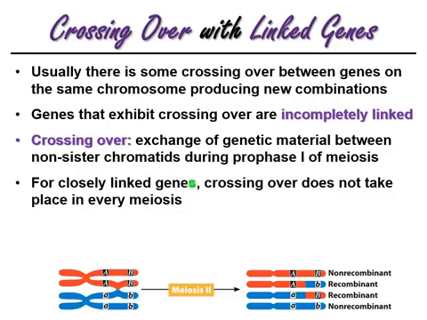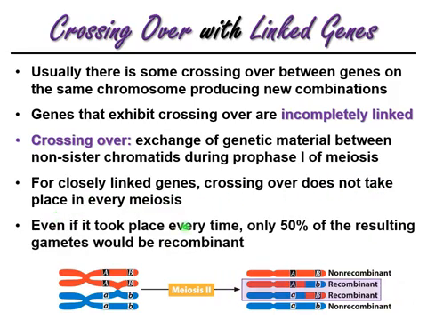So for closely linked genes, crossing over does not take place every meiosis. They don't get separated. If you had no crossing over, then you'd end up with basically non-recombinant, non-recombinant, non-recombinant, non-recombinant. But here we have a little bit of crossing over. So for closely linked genes, crossing over does not take place every meiosis.